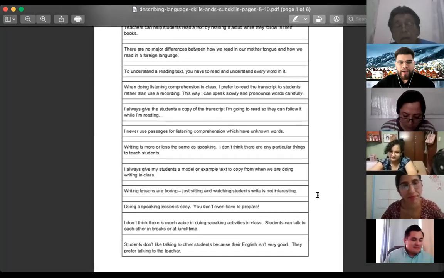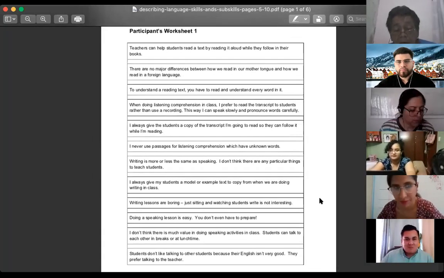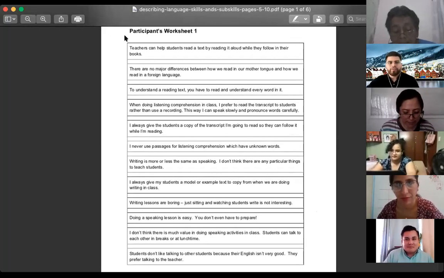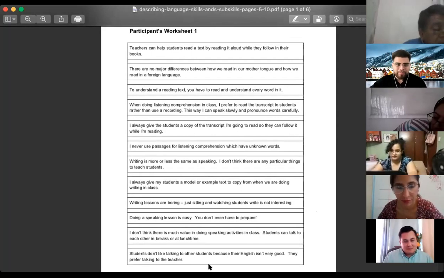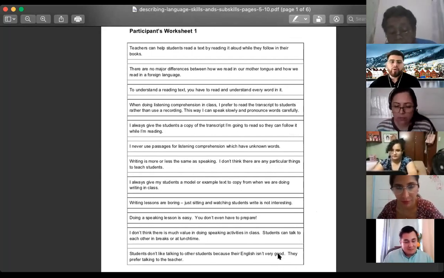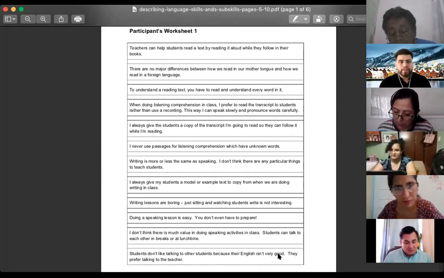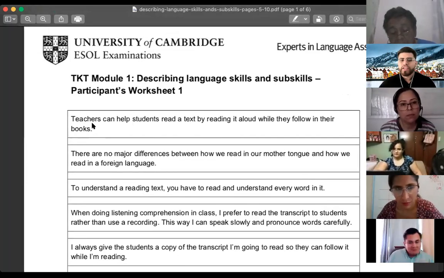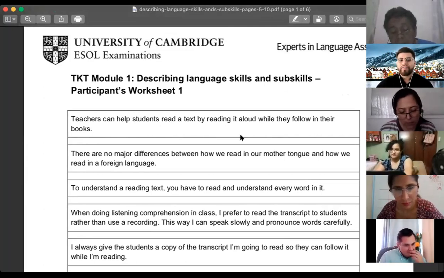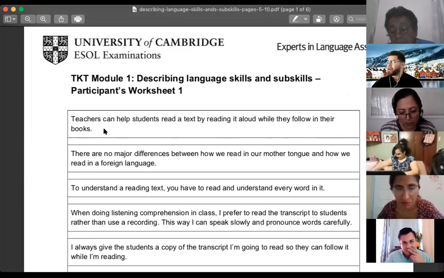Okay, everybody, you have worksheet one? Yes? Okay, so these right here are just some comments that teachers make. And you're going to discuss these with a group and decide whether you agree with them or not. Let's do the first one together. Teachers can help students read a text by reading it out loud while they follow in their books. Do you agree or disagree? Why or why not?